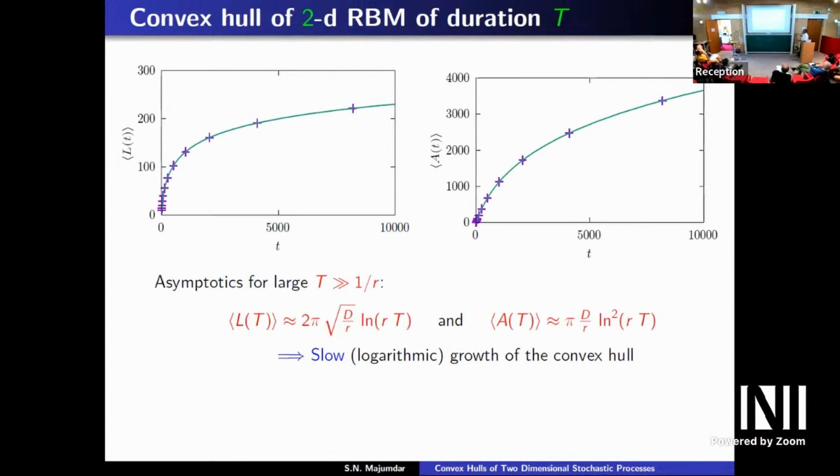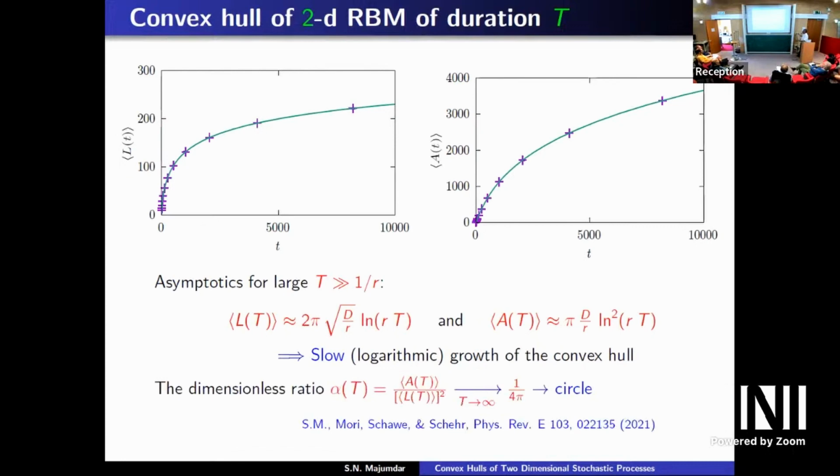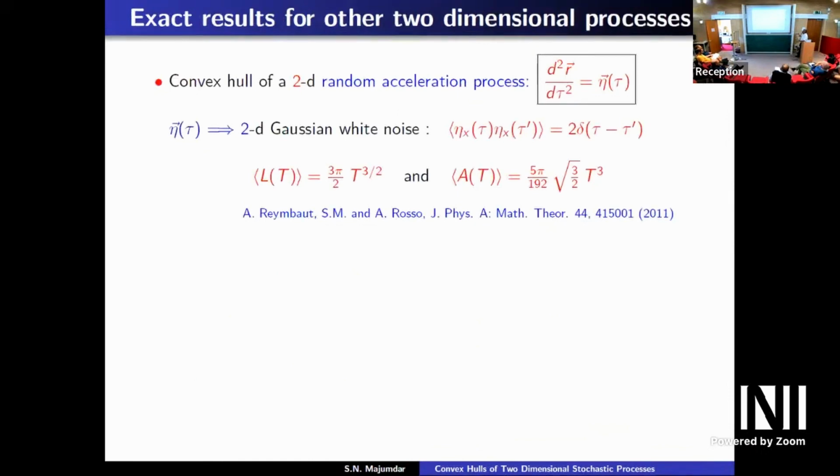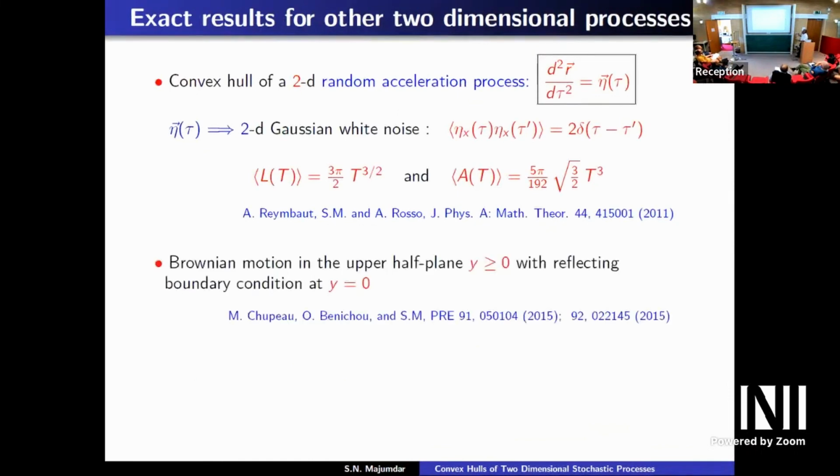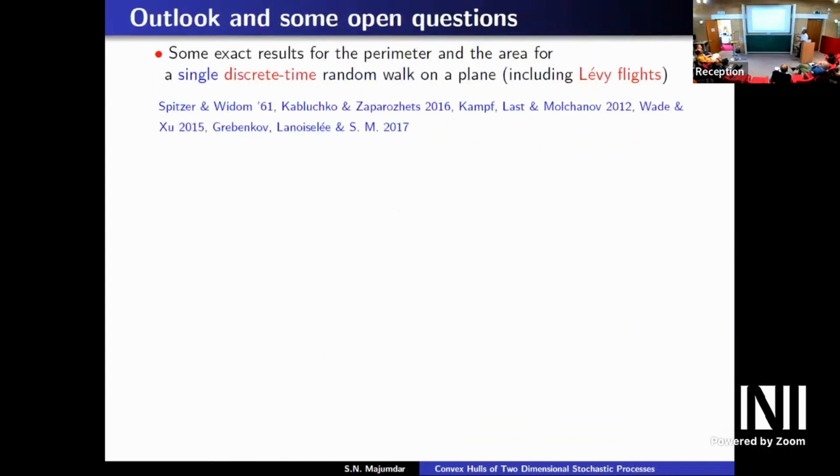And again, slow logarithmic growth of the convex hull. And this dimensionless ratio goes to 1/4π, which means that the convex hull actually becomes a circle in the long time limit. Okay. So then there are other processes. I don't want to bore you with the details, but many different problems like 2D RTP, Gaussian polymer chain. But essentially the method is always similar, that is, map to the one-dimensional problem and solve the extreme value statistics of the one-dimensional problem.